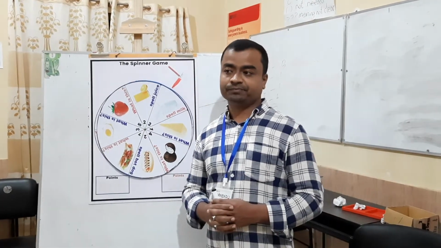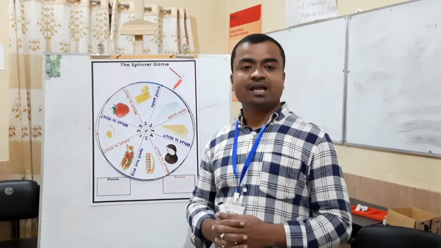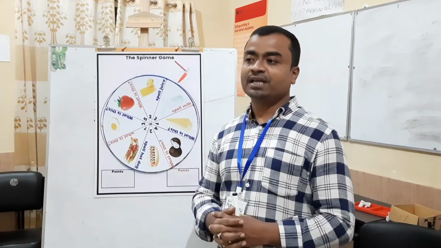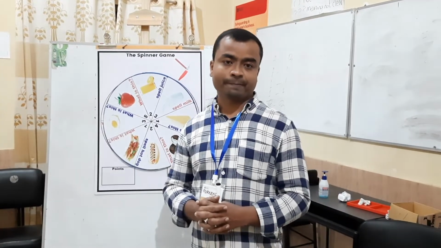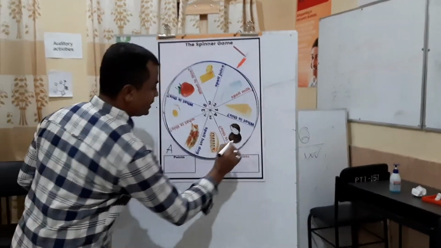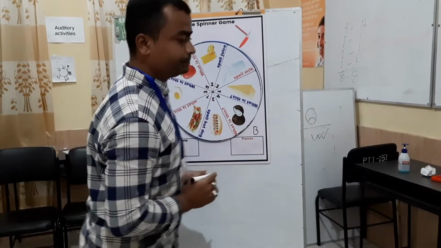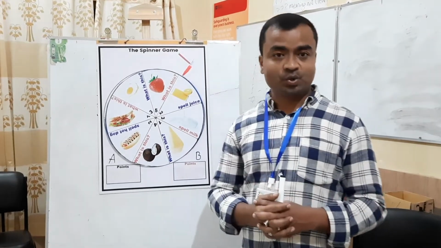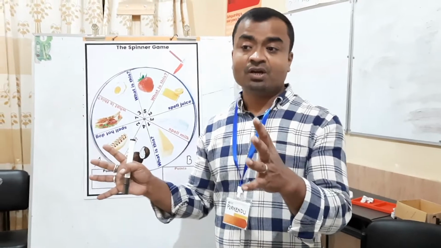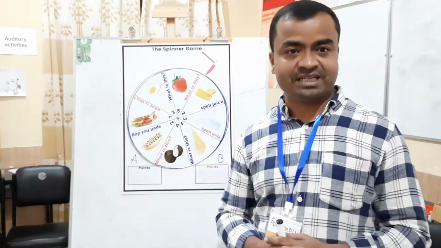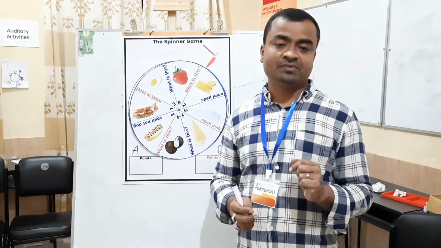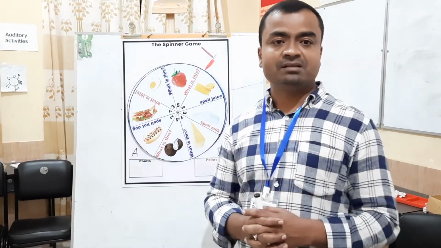At first, as we have large classes, we need to divide the class into two groups. One is A and one is B. After making the groups, the teacher will ask them who is going to do the first activity. After selecting that, the game will be run.